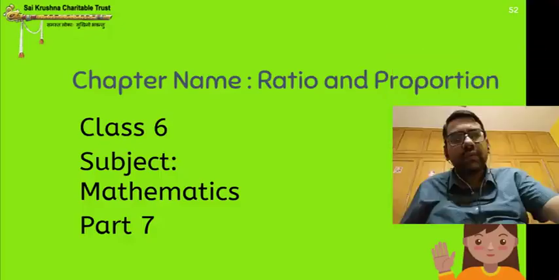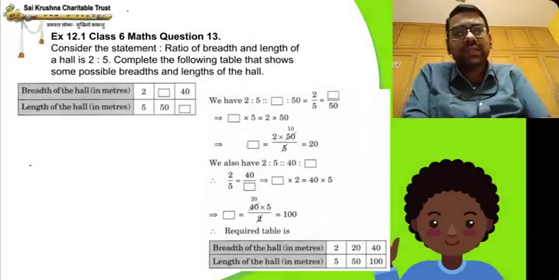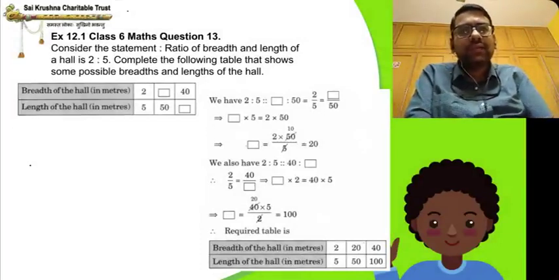Okay, children, which topic do we do today? Ratio and proportion, part 7. So, I will do some exercise questions here. Exercise 12.1, class 6 maths, question 3.